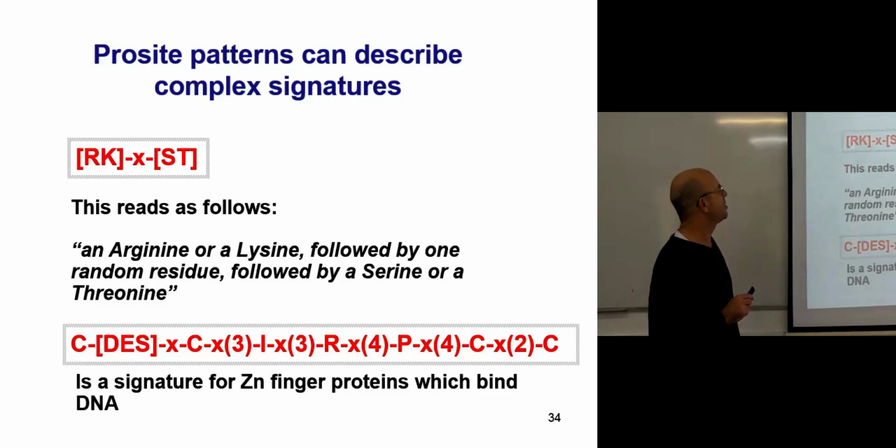And this is very degenerate. So how many possible sequences of length 3 can fall into this pattern? We can actually calculate. Here we have 2 possibilities. Here we have 20. Here we have 2. So this is something like 4 times 20, 80, right?